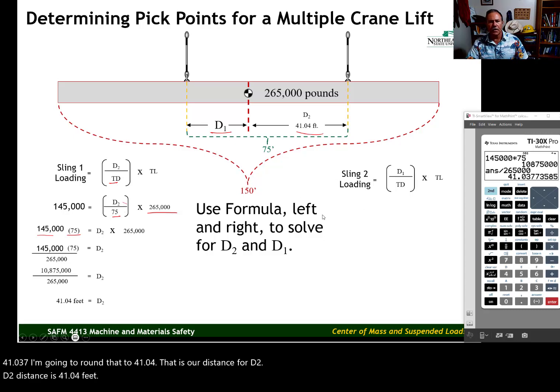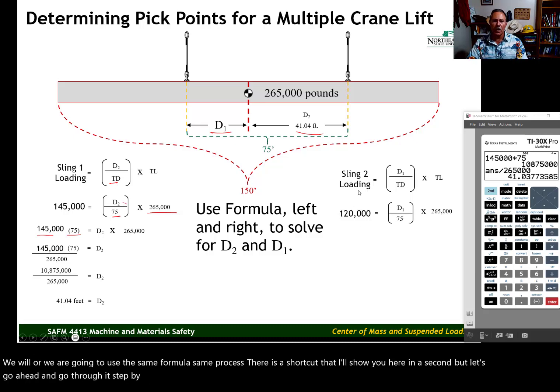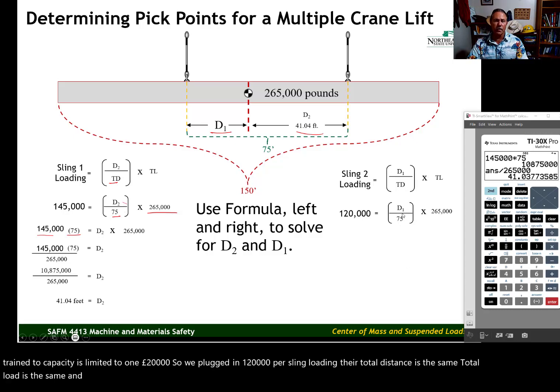For Sling 2, or the distance 1, we're going to use the same formula, same process. There is a shortcut that I'll show you here in a second, but let's go ahead and go through it step by step, plug everything in. Sling 2 capacity, or Crane 2 capacity, is limited to 120,000 pounds. So we plug in 120,000 for our sling loading there. Total distance is the same, total load is the same, and we're solving for D sub 1 or distance 1.